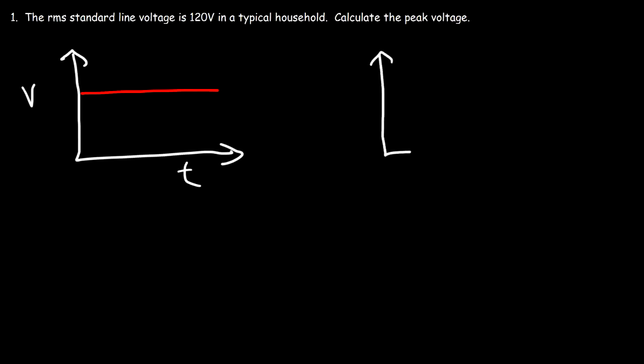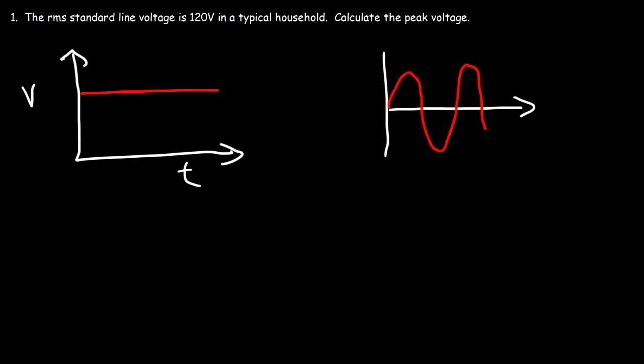In an AC circuit, the voltage will vary. I need to change the graph and make it look like this. So you have a sinusoidal function. So that's how the voltage varies in the AC circuit, and here is for a DC circuit.